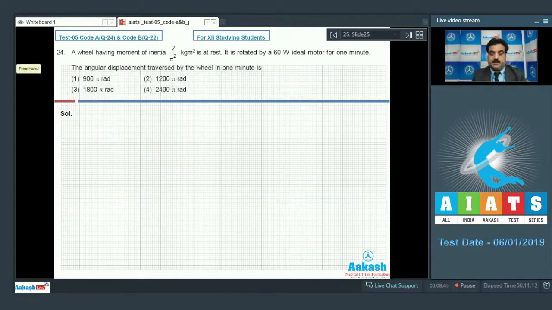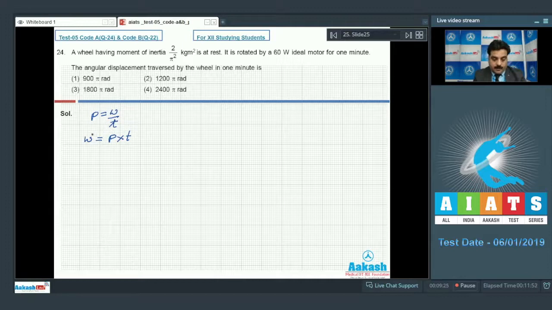In question number 24, a wheel having moment of inertia 2 upon pi square kg meter square is at rest. So you have to be very careful with all the data. It is rotated by a 60 watt power ideal motor for 1 minute, means 60 seconds. Find the angular displacement travelled by the wheel in 1 minute. Because we know the power is given by W upon T, the rate of doing work.